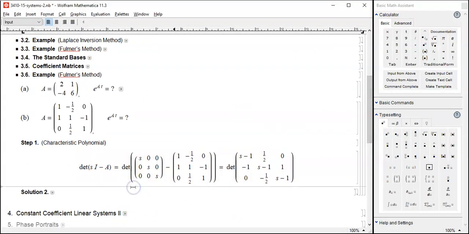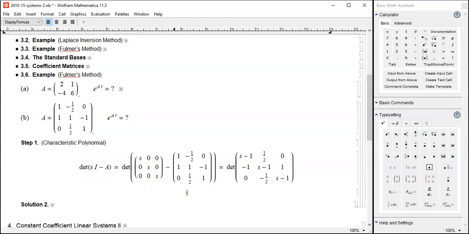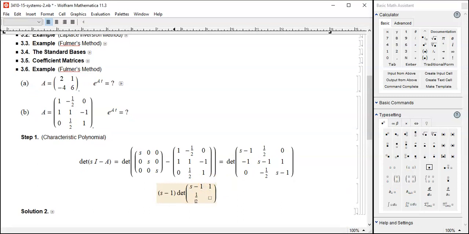Okay, so how does it work? s minus 1 is my first entry, and then the determinant of AD minus BC: s minus 1, 1, negative 1/2, and then s minus 1. Basically, remove the first row and the first column, and what's left here is the determinant that we are looking for. And that's only the first. Now let's move on to the next one.